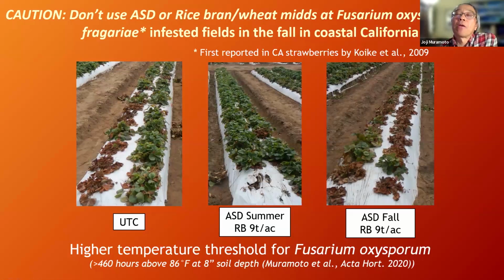So we add rice bran to feed the bacteria to create a fermentation process. But bacteria are more active in higher temperature. And to compete with Fusarium, higher temperature is necessary. Now, our experiment shows more than 460 hours above 86 Fahrenheit at 8-inch soil depth is necessary to control this pathogen in coastal California. So it's kind of difficult to manage at this point. So if you have a Fusarium-infested field, it's safe not to use ASD or rice bran. If you don't have it, you can use it.